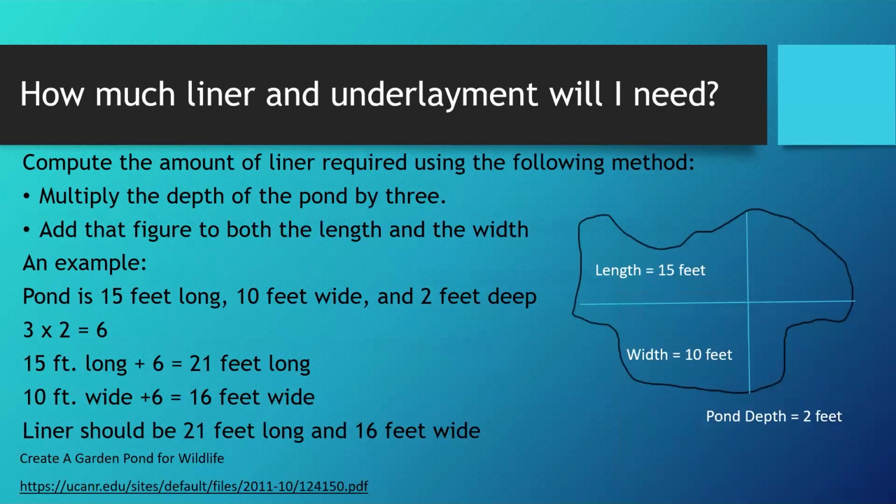Now you're going to need to compute the amount of liner and underlayment needed for your pond. I've included one formula here, but there are online sites from suppliers which provide you with a calculator for determining the amount of underlayment and liner you need. Remember, all computed sizes should include a 12-inch overhang on all edges for both the underlayment and the liner.